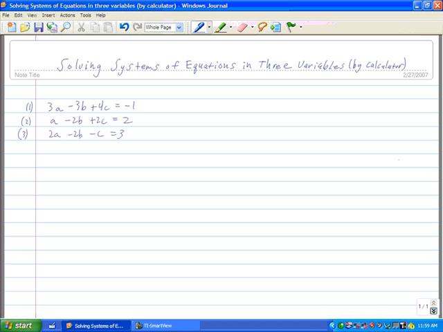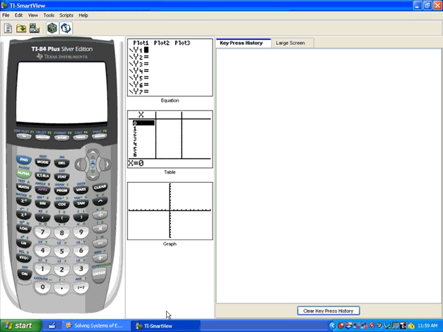Now we already have our system of equations up here, and it is 3a minus 3b plus 4c equaling negative 1, and a minus 2b plus 2c equaling 2, 2a minus 2b minus c equaling 3. And we're going to use the calculator matrices to do this problem first. So we'll go to the TI calculator.